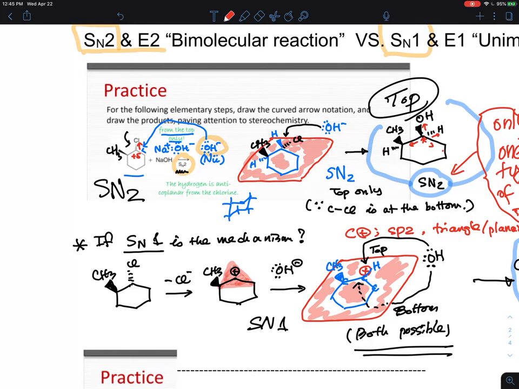So this is almost like a billiard ball colliding onto this side and kicking the other ball out to the other side. So a bimolecular mechanism is most likely because of the strong nucleophilic nature of the OH minus ion, which is looking for any source of partial positive charge right there. Okay.